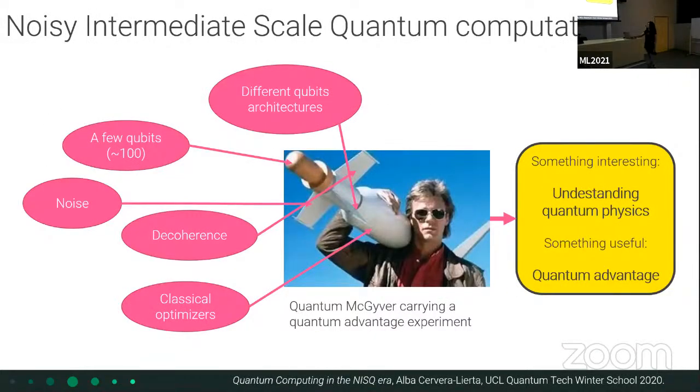So this will be basically the summary of what the noisy intermediate-scale era is. It's a little bit of all the imperfections that we have to deal with and eventually finding some intricate applications that allow us to extract some quantum advantage. That's the best that we can do at the moment because we don't have quantum error correction. So all these big theorems from the 80s, etc., were not useful for us in this particular context.